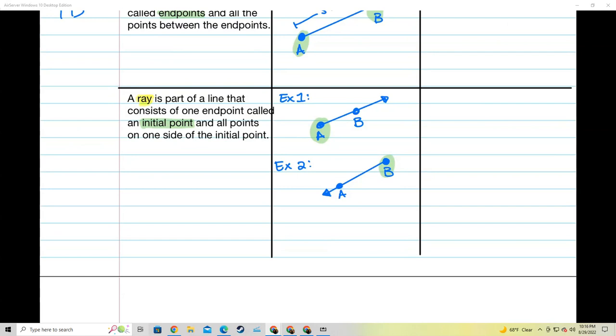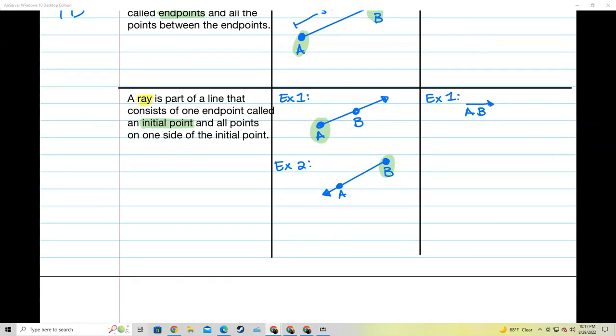So as far as symbols are concerned, how would I write this first one right here? Okay. So for example 1, I want you to notice that the ray starts at point A. It starts here, and then this ray starts going through B and goes on forever this way. So my initial point is at A. That's why we call it an initial point because that's where the ray started. And then it went through B. So I'm going to say that this ray started at A and went through B.